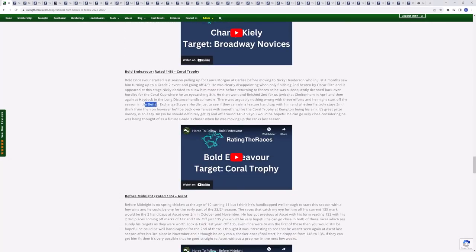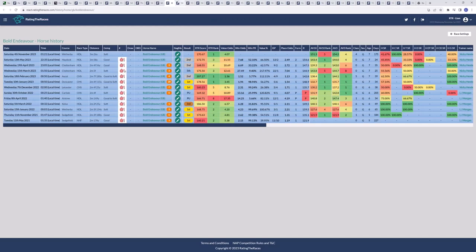Bold Endeavour. I suggested this race here just to see if they can win a feature handicap with him and whether he truly stays three. If he does, I think they'll go over fences afterwards. No point sticking to hurdles. The only concern, as I've mentioned, is this race here.